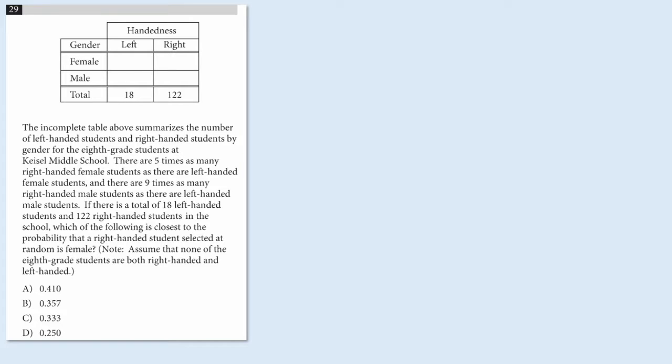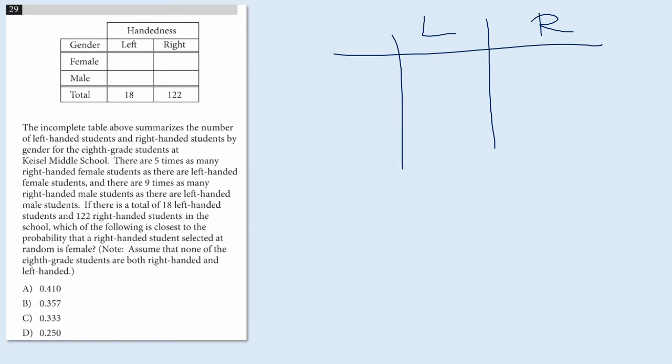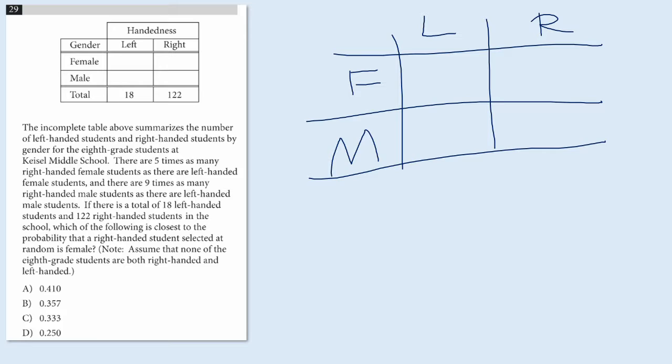So I'm going to draw the table a little larger so you can see me working in it. And we have left hand and right hand and female and male. And we know that the total for left-handed is 18 and right-handed is 122.